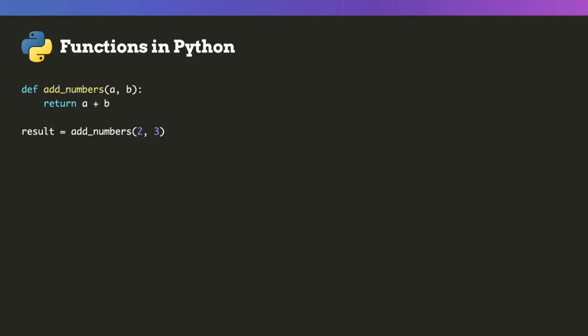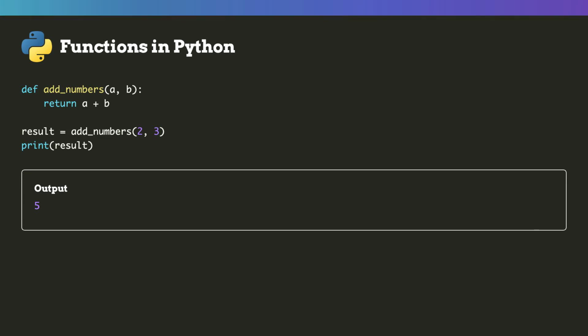A function can not only perform a task, but can also return the result of that task. We use the return keyword to specify what result a function should give back. In this case, the addNumbers function accepts two parameters, a and b, adds them together, and returns the result. The return value can then be used in other parts of our program.